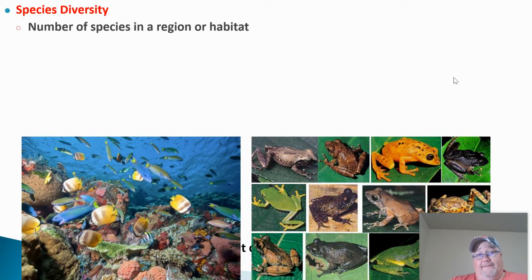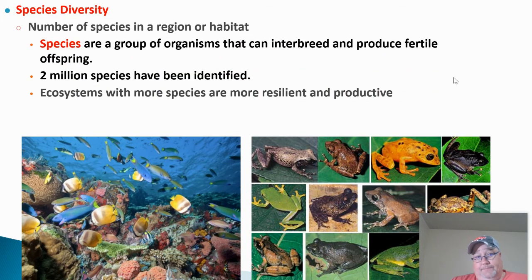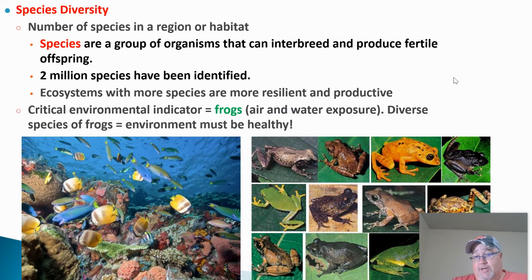We can look at diversity on a species level. We can just look at the individual species themselves. You probably remember from biology class your definition of a species: organisms that can interbreed, and that means breed with each other and produce fertile offspring. For example, two zebras can mate and have a baby zebra, right? They're members of the same species.